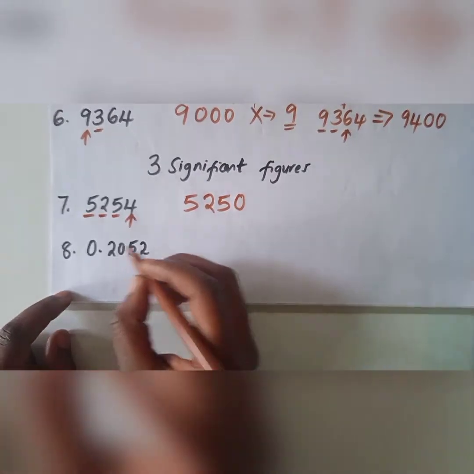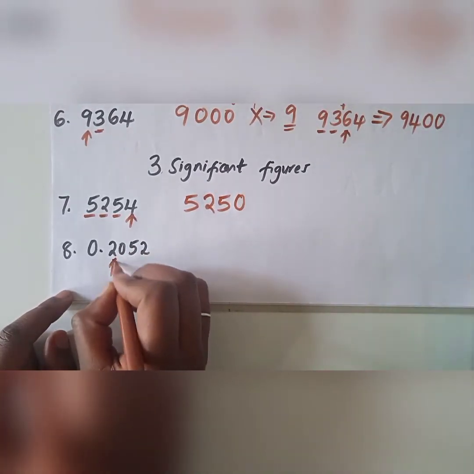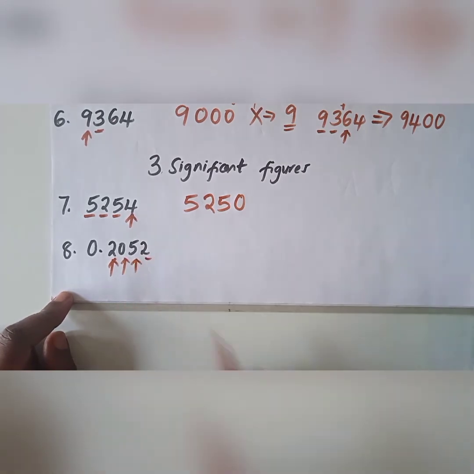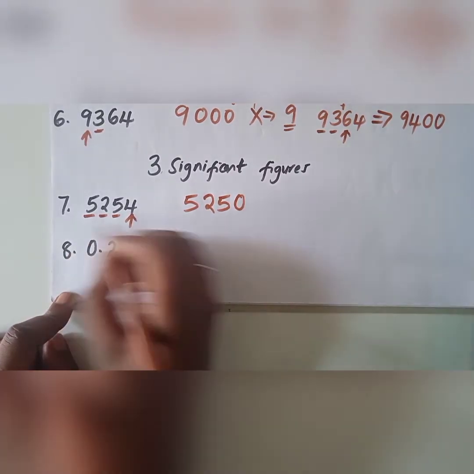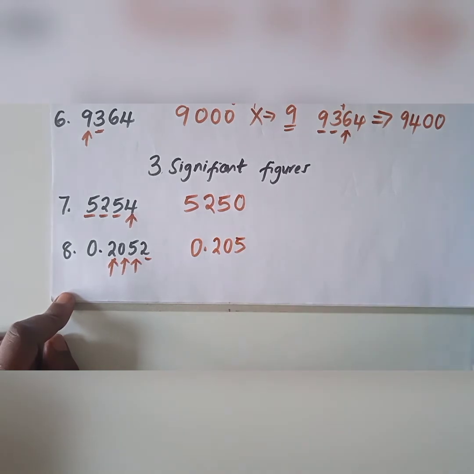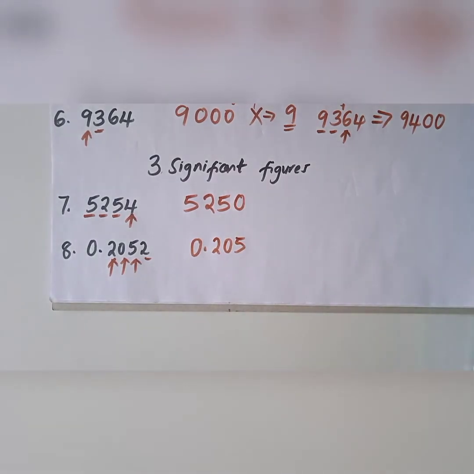Last one, first significant figure, second and third. Look at that one, it's less than 5, so nothing will be affected over there, so it will be 0.205, and that should be your answer.